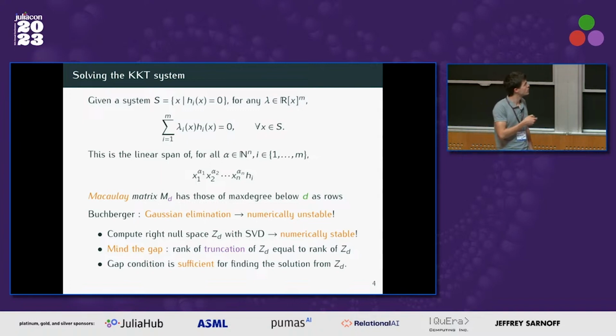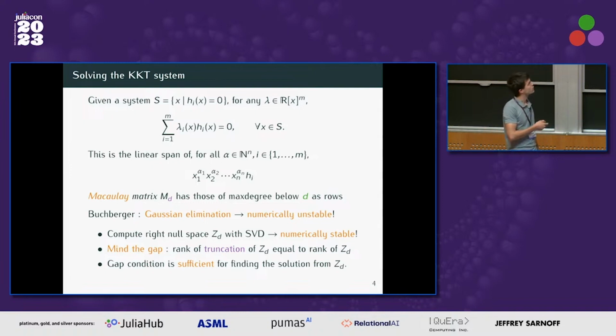Because it turns out that in the null space of this matrix, if you have the condition that the rank of the null space is the same as the rank of the null space if you remove all the rows corresponding to the monomials of the largest degree, then actually you can recover the solution of the polynomial system from this null space. And so this gap condition is sufficient to finding all the solutions.